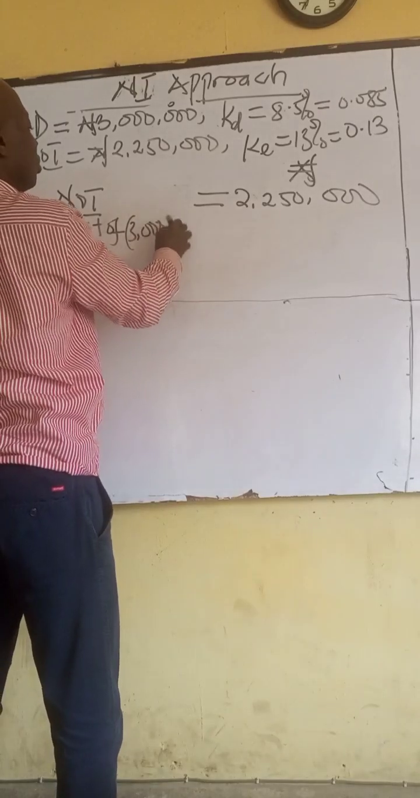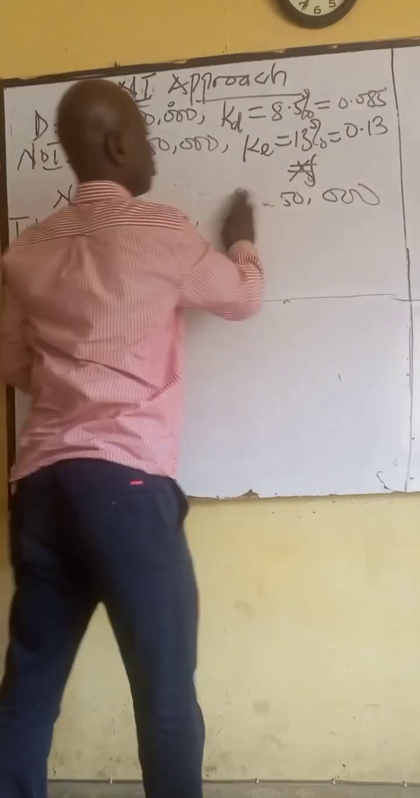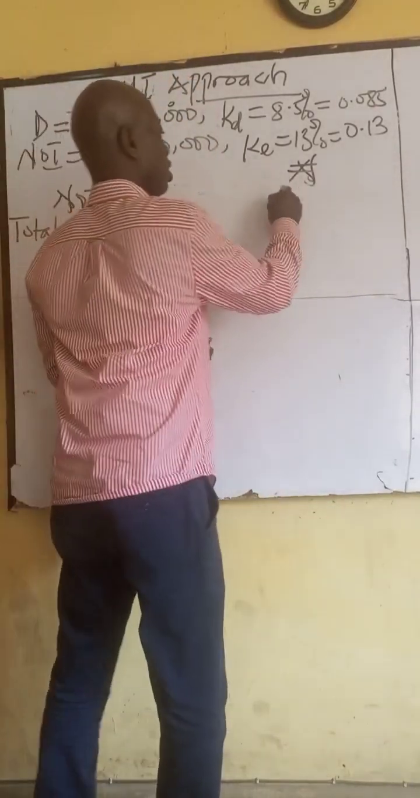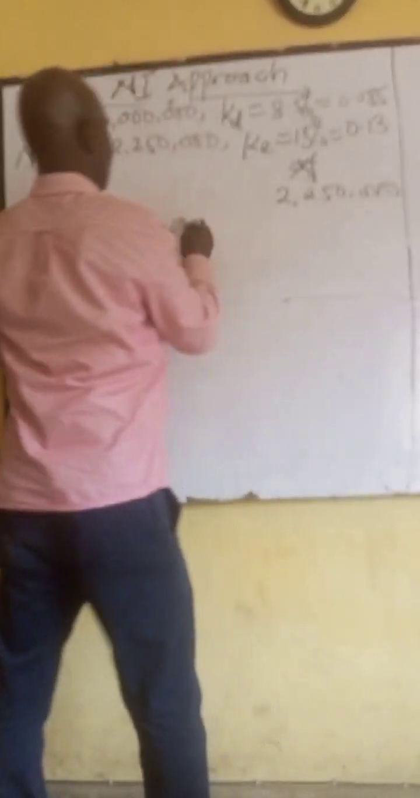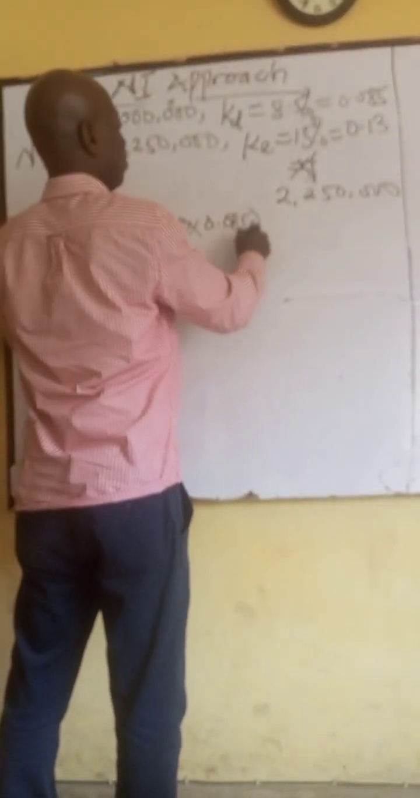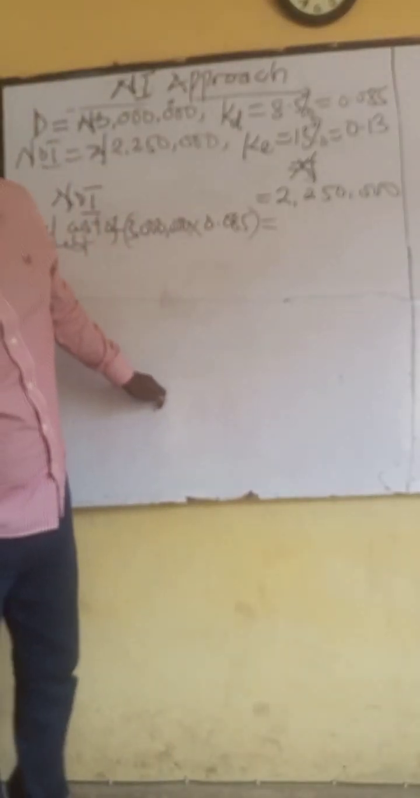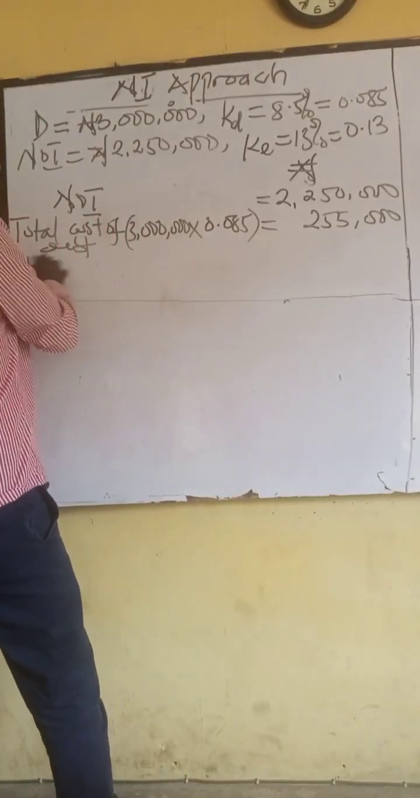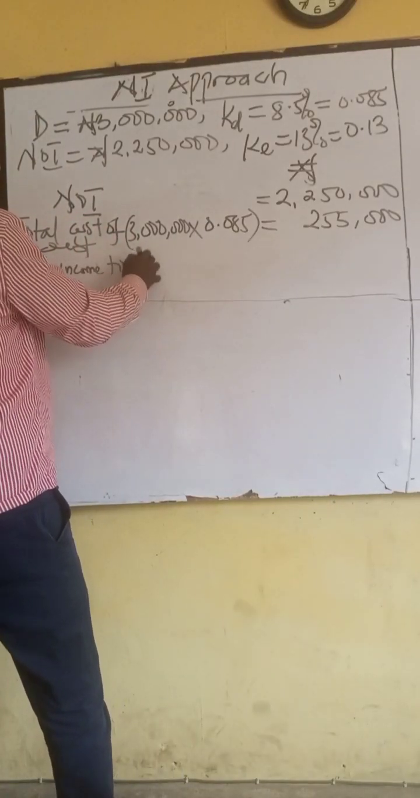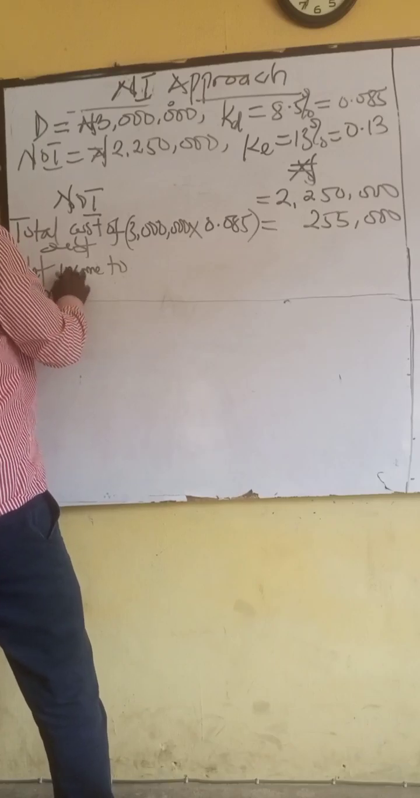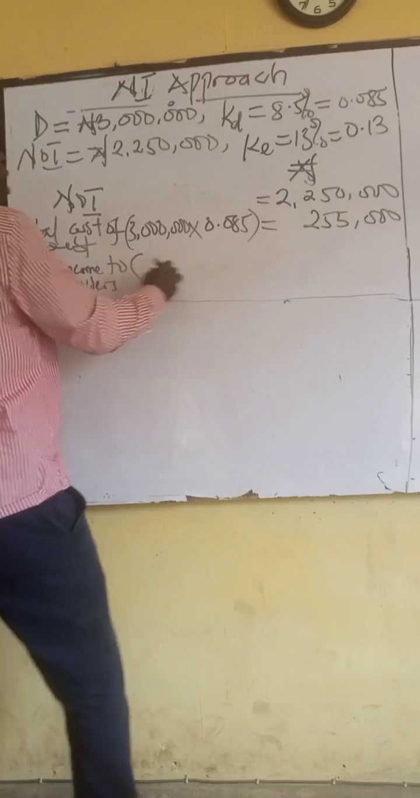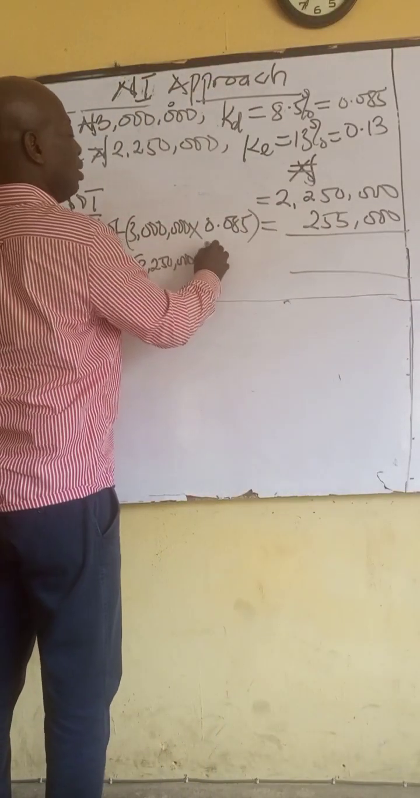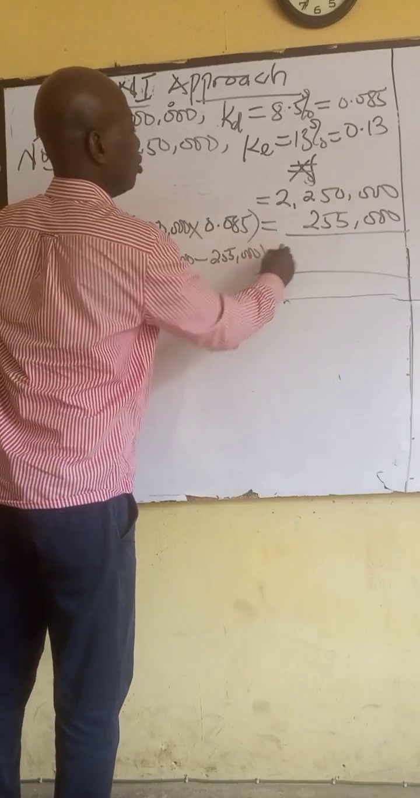3 million times 0.085. When you multiply, you are going to have 255,000. The next thing is to find net income to shareholders. And that will be step 1 minus step 2. 2,250,000 minus 255,000. So when you subtract, what do you have?